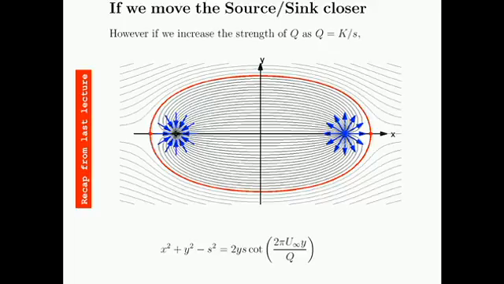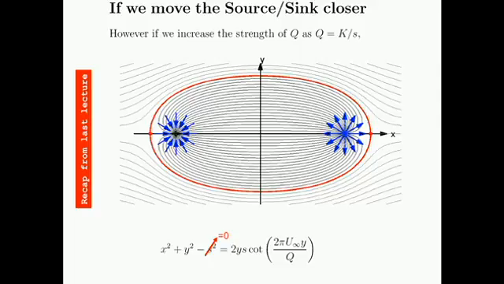The sneaky trick was that, to stop that separatrix becoming vanishingly small when the source and sink approach each other, we allow the source and sink to become very, very strong indeed as s becomes small. As written at the top of this slide, we let the strength of the source and sink, Q, equal some constant K divided by s. So K is a constant, and as s becomes zero, Q is going to become asymptotically large. It's going to tend towards infinity.